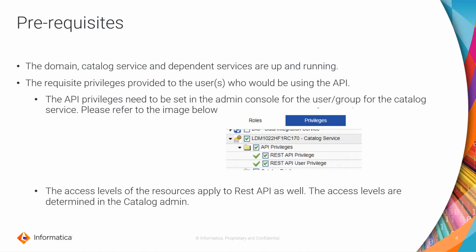Coming to the prerequisites, the domain-based catalog service and dependent services should be up and running. We need to check that first. And then coming to the privileges, in the admin console, you need to go under security and then roles, and select the role. Then you need to enable the API privileges, REST API privilege and REST API user privilege. The access levels of the resources apply to REST API as well. The access levels are determined in the catalog admin.